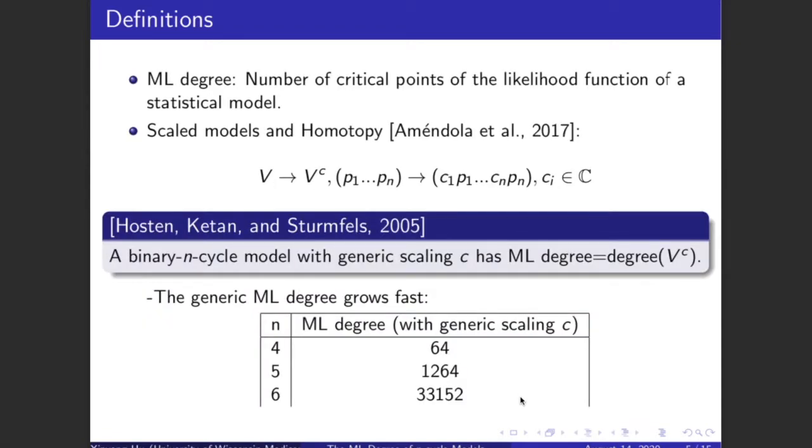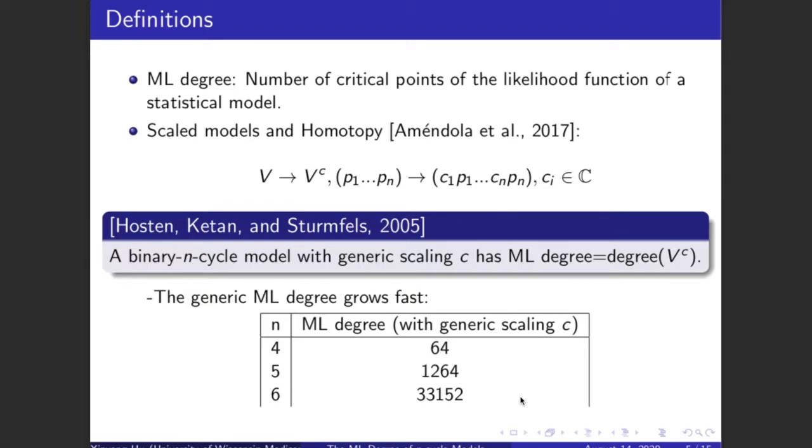The ML degree is the number of critical points of the likelihood function of a statistical model, and the MLE is one of these critical points. Maeda and Sturmfels introduced the family of scaled models, which scales each entry of the probability vector by a complex number. Scalings are very useful because, on one hand, they can change the ML degree, and on the other hand, we can use homotopy to go from a scaled model to another one.